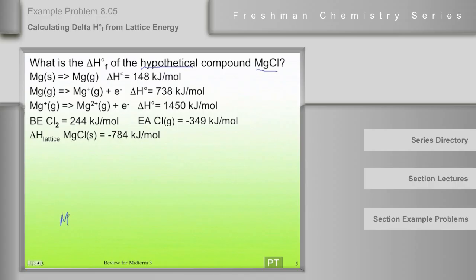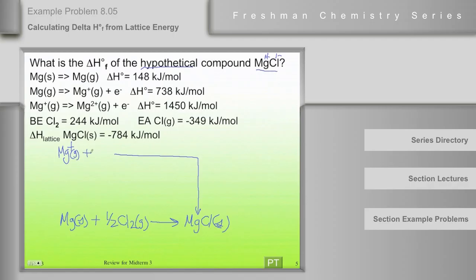And so we have magnesium solid plus, now this is MgCl, so over here, we're going to have 1/2 chlorine gas goes to MgCl solid. Now, in this hypothetical compound, magnesium must have a 1+ charge because chloride has a 1- charge, right? So the way I suggest that you set up the cycle is to look at the formula of this, and this will tell you what ions you need up here. Mg+ in the gas phase plus Cl- in the gas phase.